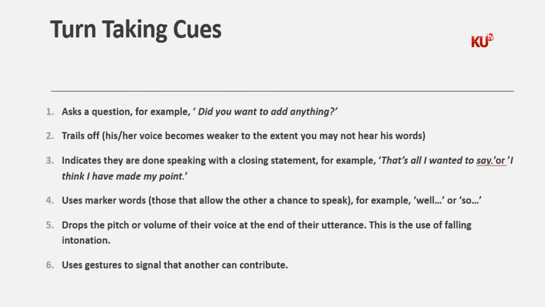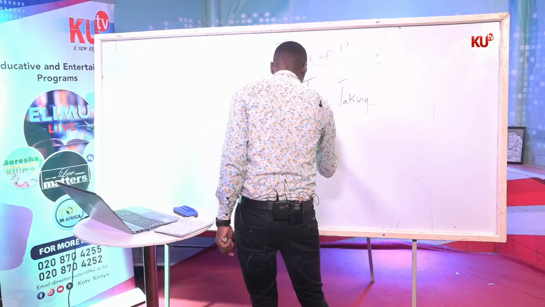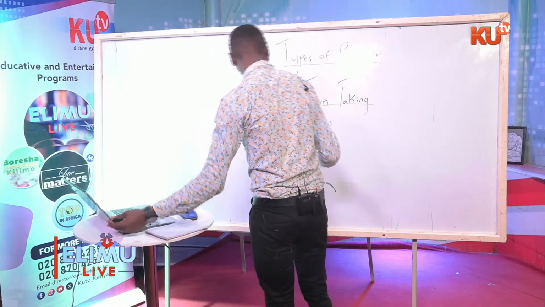And there are some violations in turn taking. There are 5 well-known violations in conversation. Number one, actually these ones you should have them down. Violations in turn taking.